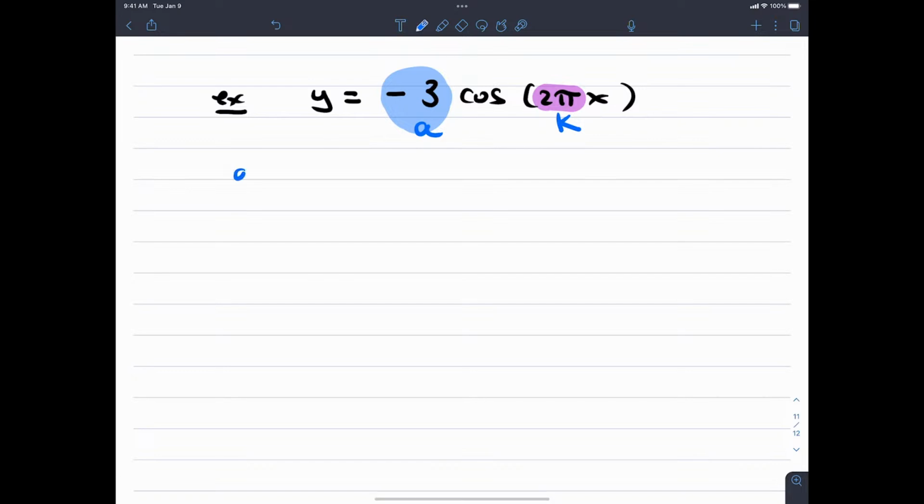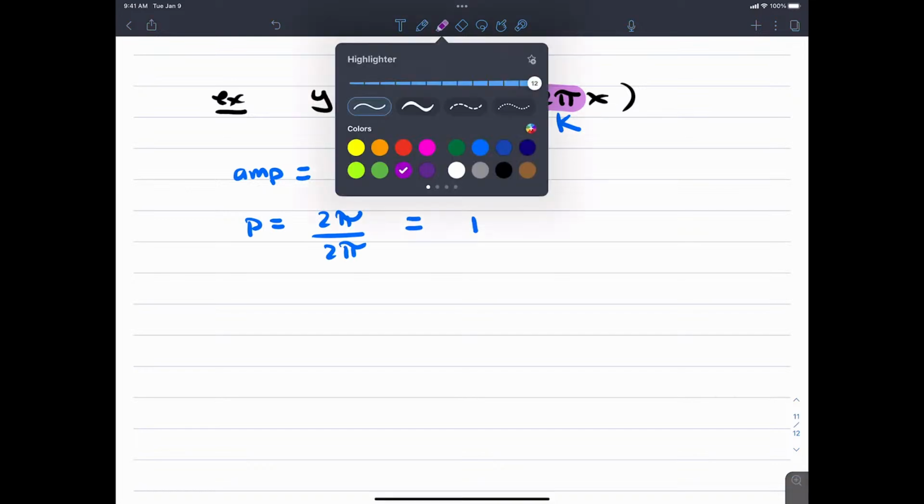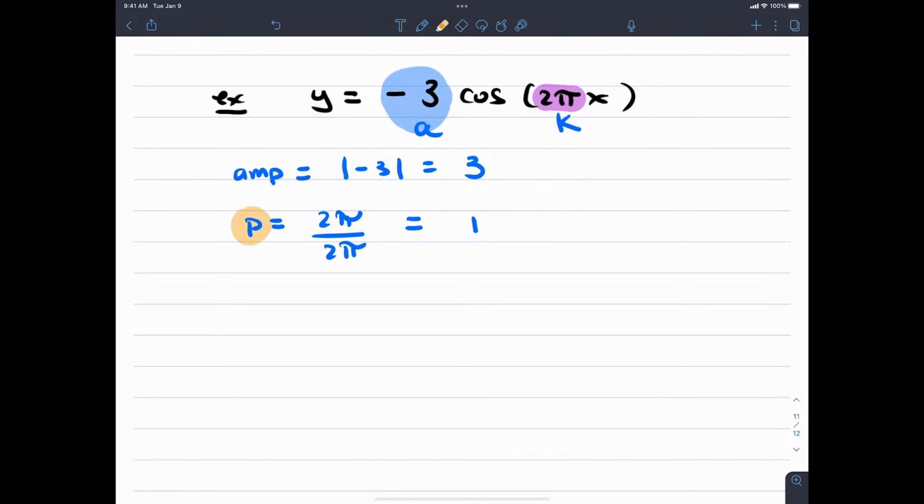We're going to need the amplitude now. It's always the absolute value of A. What's the absolute value of -3? 3, good. Period: 2 pi over K. What's K? What's 2 pi over 2 pi? 1. Good. Do the colors help, ladies and gentlemen? I don't know. Do they? What's your interval of one cycle? You start where again? 0. Where do you end? 1. You end at that period.